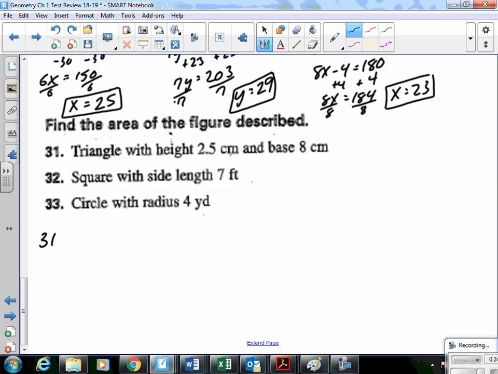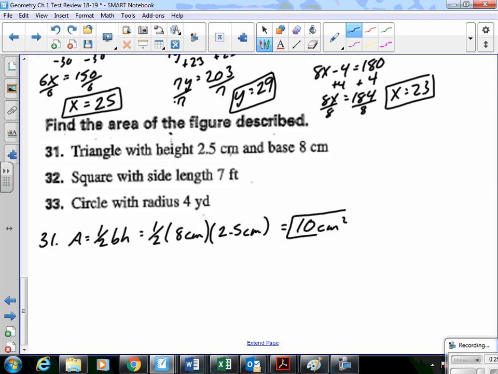So 31 is a triangle with a height of 2.5 centimeters and a base of 8 centimeters. So area formula for a triangle is 1/2 the base times the height. So that's going to be 1/2 of the base, which is 8 centimeters, times the height, which is 2.5 centimeters. So 1/2 times 8 would be 4, and 4 times 2.5 is going to give us 10. And it's centimeters squared. Making sure we put our units, otherwise we're partially wrong because we don't tell exactly how that's measured.